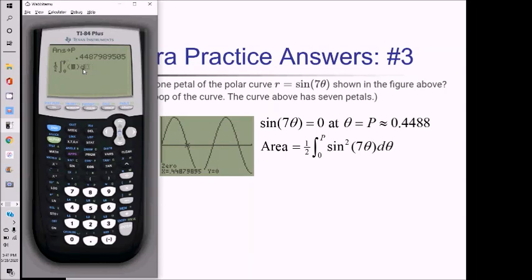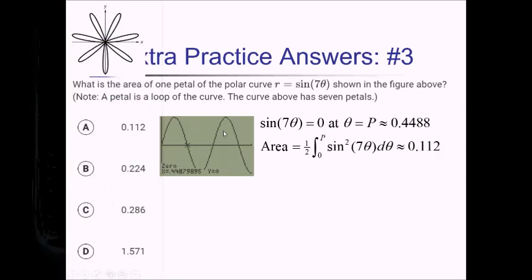And in here, this is really r squared that I'm doing. I stored my r, my sine of 7 theta, as y1. So let me just do alpha trace y1, and I'll just square that, and that takes care of that. Then I'll put an x here because that's my input variable in function mode. Press enter, and that comes out to 0.112, which is giving me answer choice A.